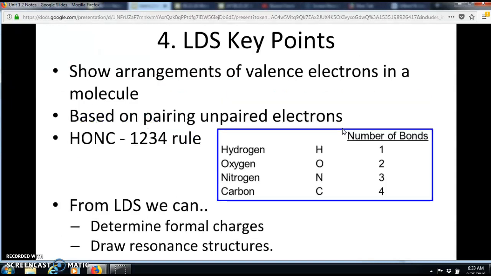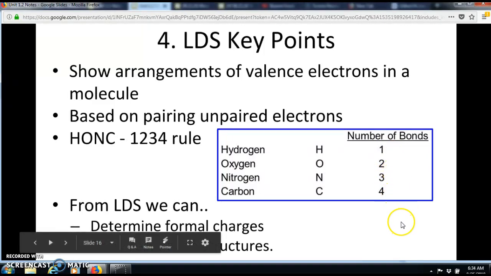Alright, here are some key points from the Lewis dot structure notes that you should have. 1, Lewis dot structures show the arrangements of valence electrons in a molecule, and are based on pairing unpaired electrons. There's something called the HONC 1, 2, 3, 4 rule, which basically says that hydrogen, since it has one unpaired electron, wants to form one bond, and usually forms one bond. Oxygen 2, having two unpaired electrons, forms two bonds. Nitrogen 3, and carbon 4. So these tell you the common number of bonds you will find in each of these.